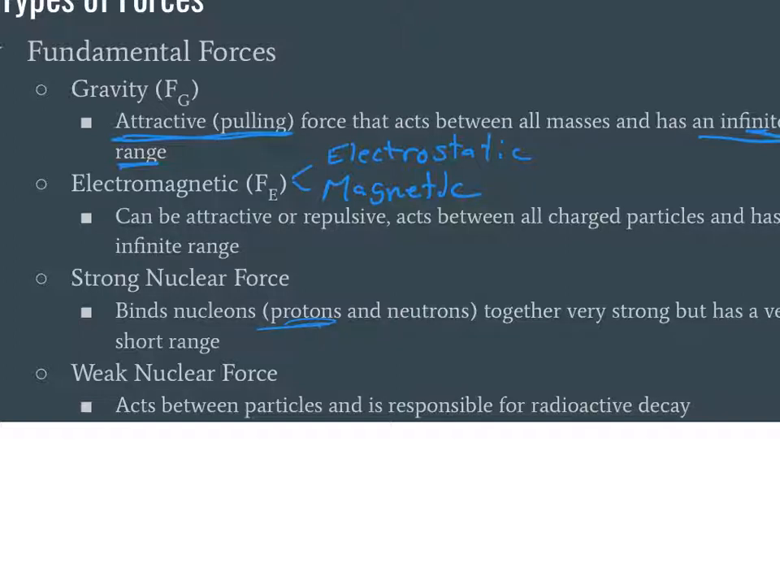And then we also have the weak nuclear force, which, as its name would imply, is weaker than the strong nuclear force. This acts between all particles and ultimately is responsible for radioactive decay, which you guys probably talked about in chemistry.